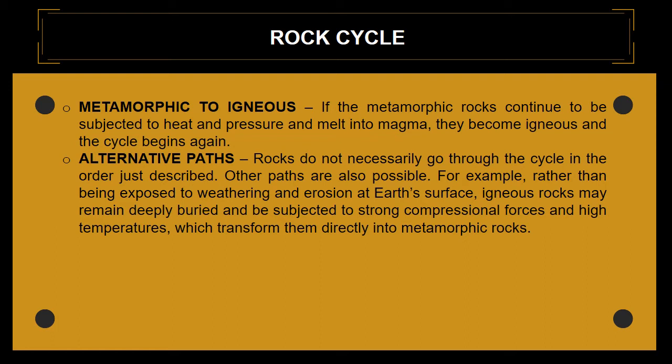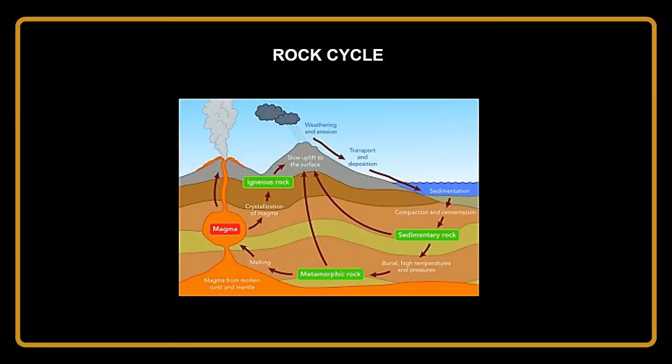Example dito is yung igneous rocks na hindi nakalabas sa Earth's surface. So ibig sabihin, nandun lang siya sa ilalim, which is malapit sa magma. So, dahil sa compressional force and high temperatures dun, may chance na kahit hindi pa siya maging sedimentary, magiging metamorphic na siya. Kasi yung metamorphic, nakikreate siya from pressure and heat. So, ganun yun, parang nag-i-skip siya.